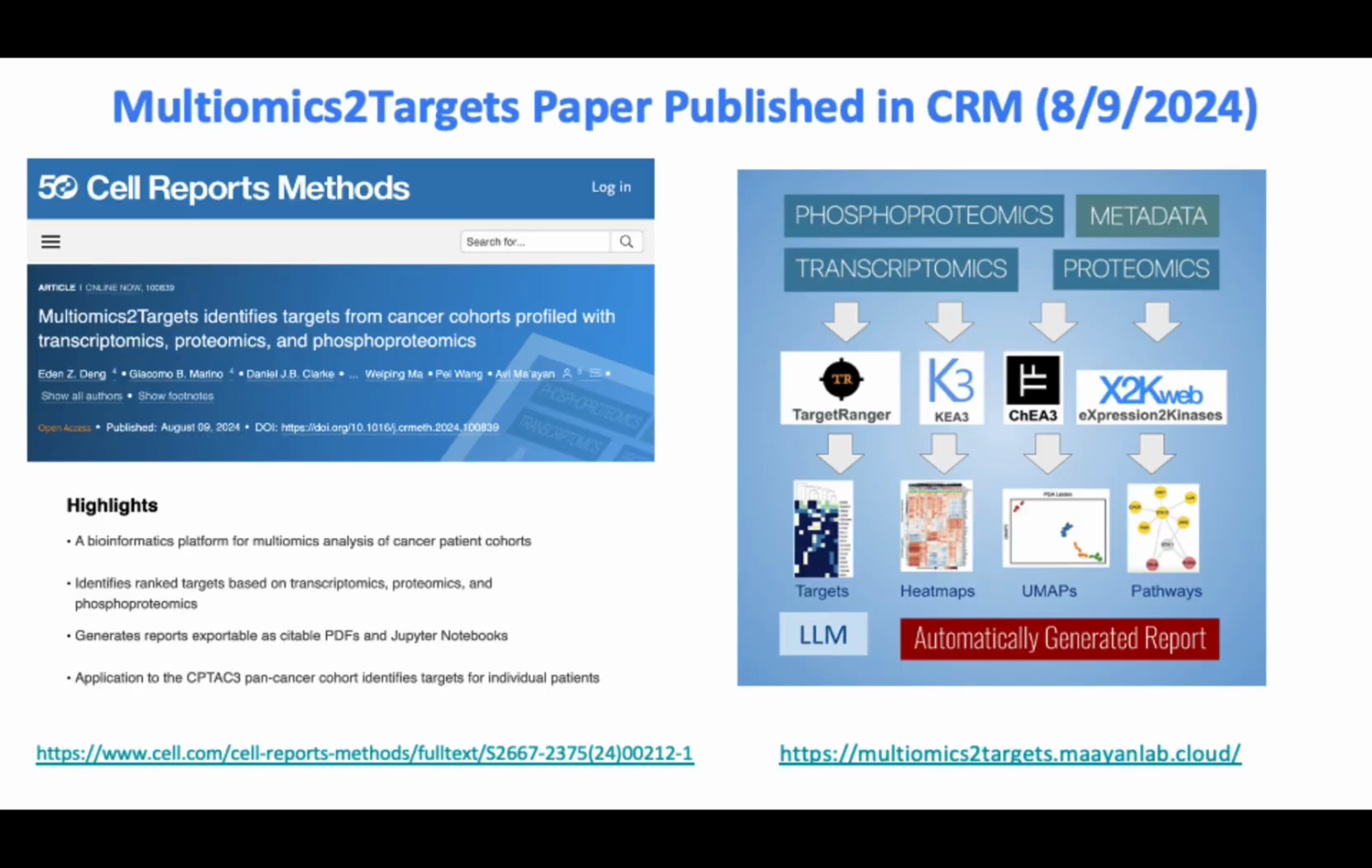So just to begin, I'd like to note that the Multiomics2Targets paper was recently published in Cell Reports Methods on August 9th, and there's an image of that on the left. And then on the right is the graphical abstract for the paper, which shows these various data types that it takes in, some of the tools that we utilize in the pipeline, some of the expected outputs, and then also the fact that this is an automatically generated report that can be shared and exported as a PDF.